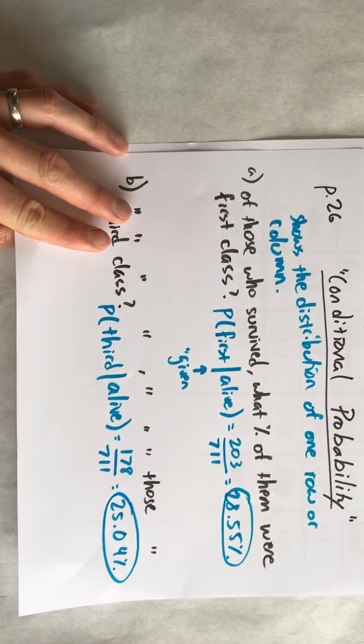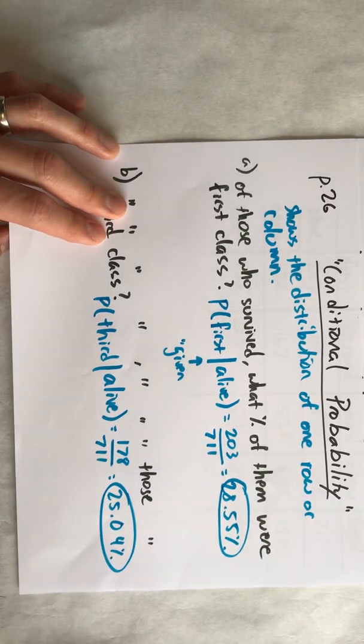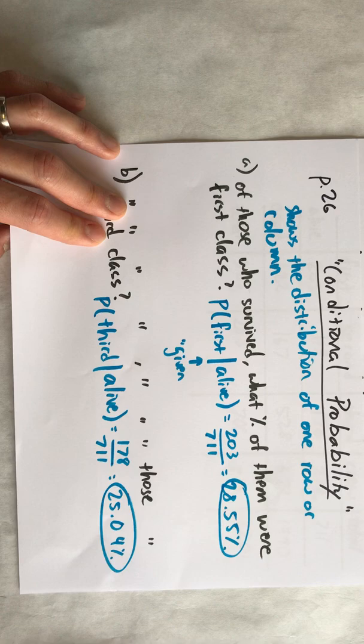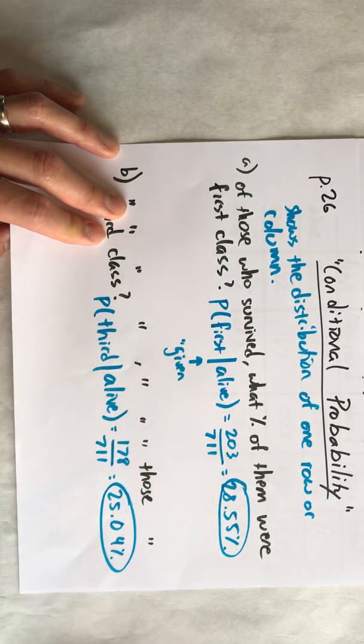Okay. So let's say you're a family member of someone who died on the Titanic. Would you have an argument right here that you had a higher chance of surviving if you were first class? I don't know, you tell me, okay?